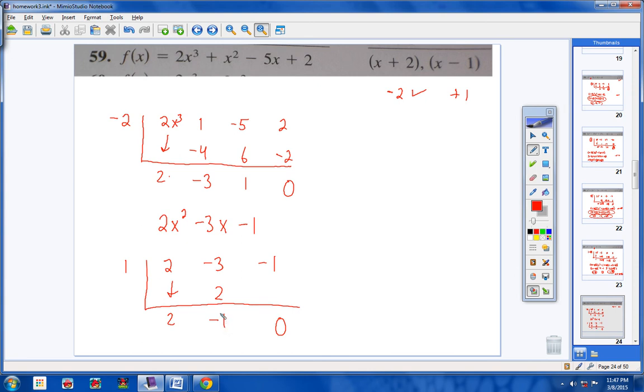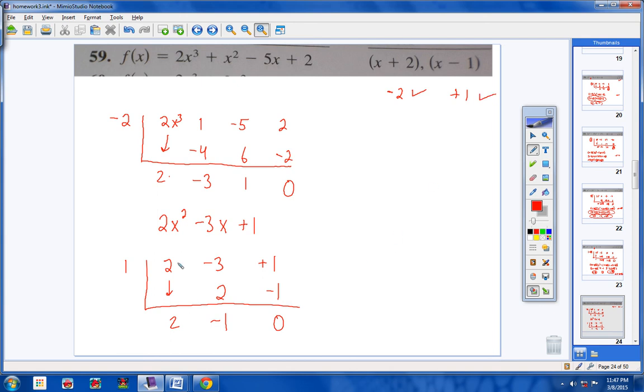Oh, this didn't work. Oh, right here. My mistake's right here, guys. Sorry about that. When I put a negative 1, this 1 is positive right here. So this should be positive, this should be positive. So here we go. Bring down your 2, multiply, combine, multiply, combine. There we go. So we've confirmed this.